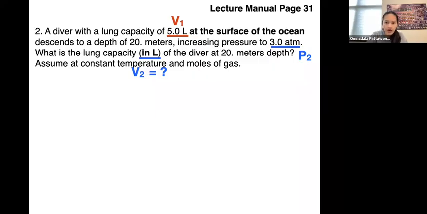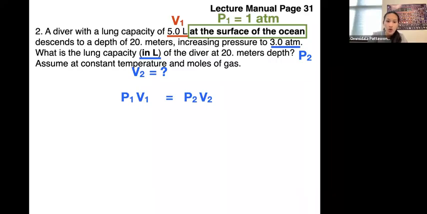So in this case, how do I know the pressure then, since we are missing it? We already have V1. What is the P1? So remember, it's giving you the hint that it is at the surface of the ocean. Remember, the atmospheric pressure at sea level or at the surface of the ocean is equal to 1 atm, or 760 millimeters mercury. So 1 atm in this case. So you need to know that. Okay, so this is something that you need to know.